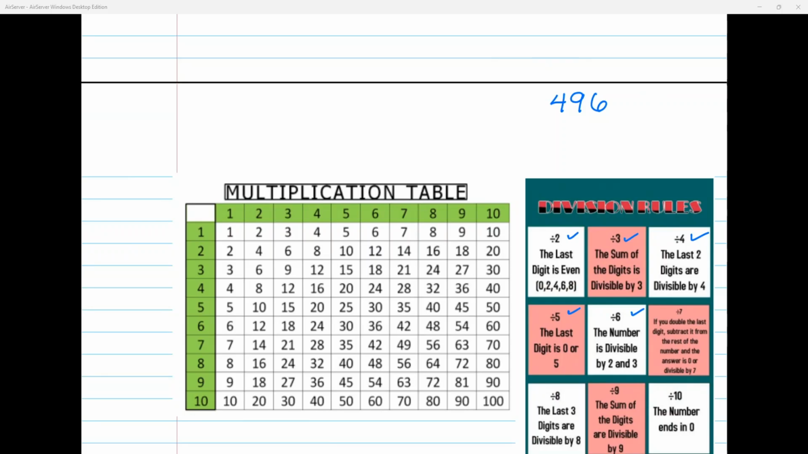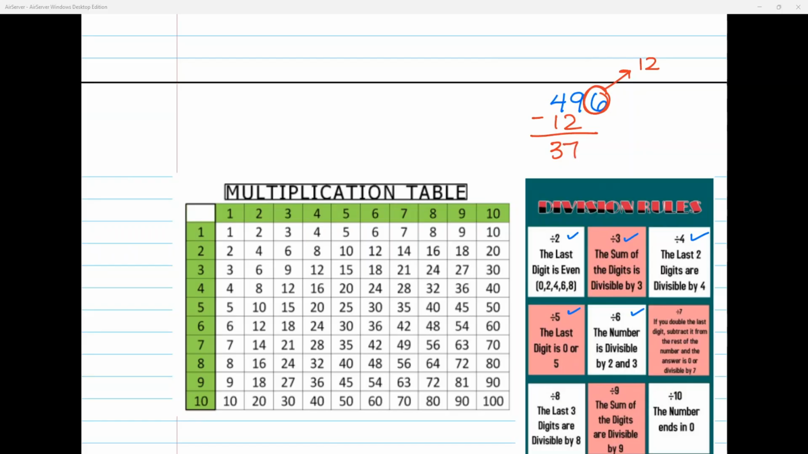I know that sounds like a lot. Okay, it's really not that bad once you understand the gist. So the first thing it says is take the last digit and double it. So I'm going to take that 6, double it, that becomes a 12. Now I'm going to take that 12 and subtract it from the rest of the number. Well, the rest of the number is 49. So I'm going to take the 12, subtract it from the 49, and what I get is 37.